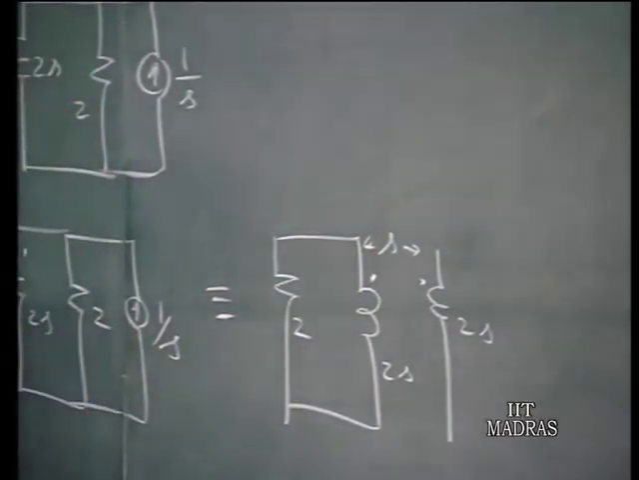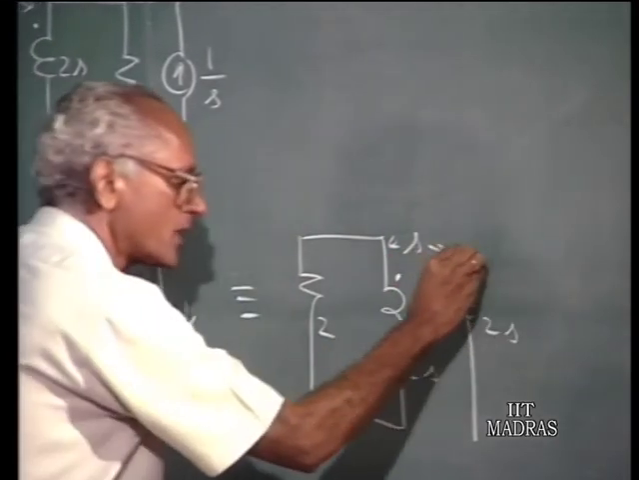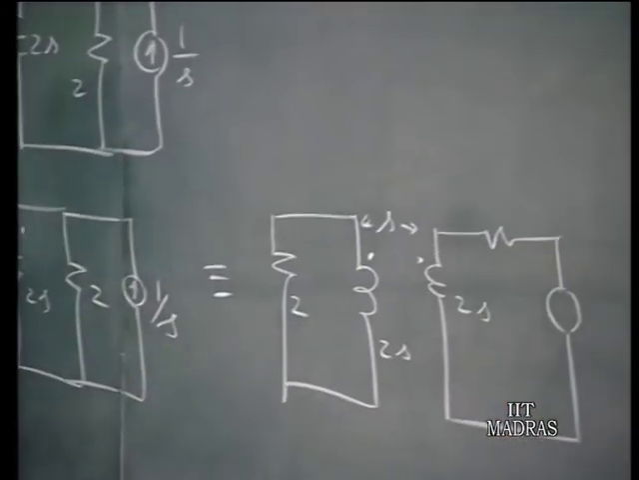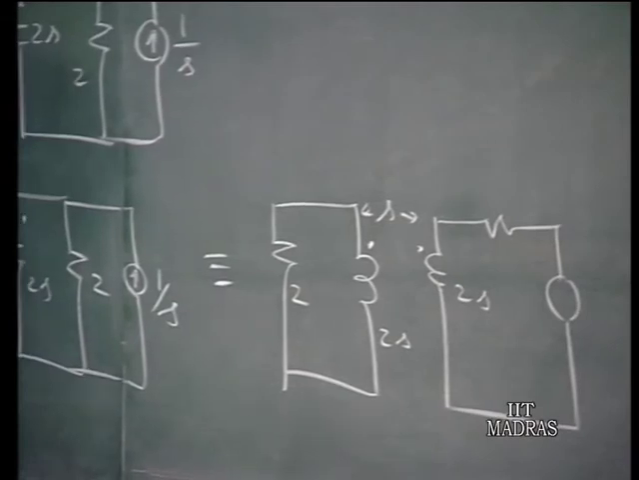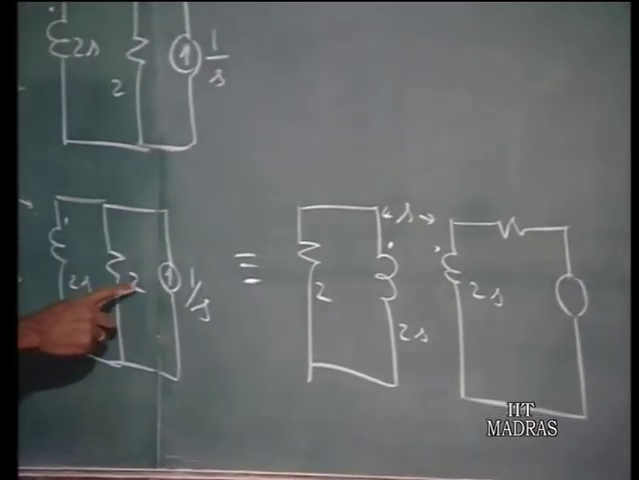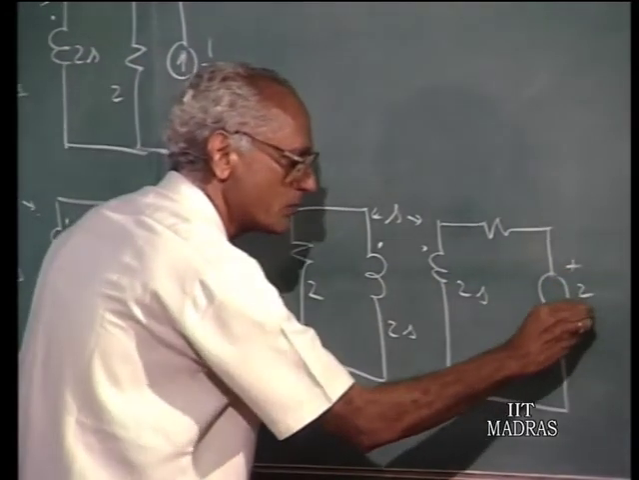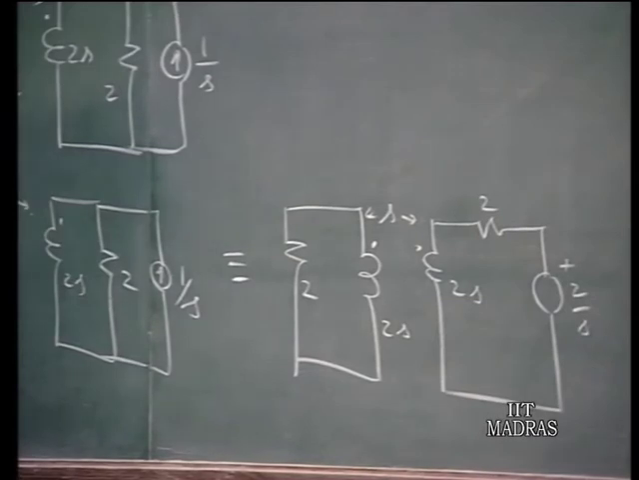Now, a current source in parallel with a resistance can be replaced by an equivalent voltage source in series with a resistance, and the strength of the voltage source, just as you use Thevenin-Norton equivalents in DC circuits, is the multiplication of these two, which becomes 2 by S. So, you have a voltage source 2 by S in series with a generalized impedance 2.